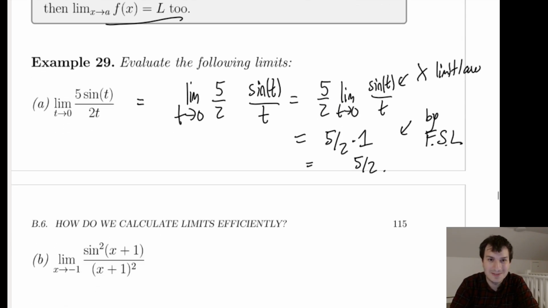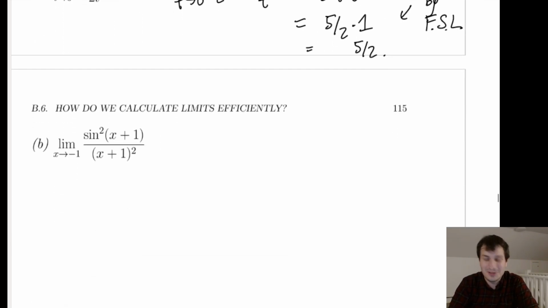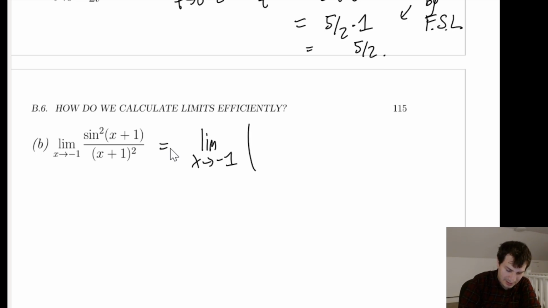Okay, here are some harder ones. They get harder. What about this one? The limit as x goes to minus 1 of sine squared of x plus 1 over x plus 1 squared. What you can write with this one is the limit as x goes to minus 1 of sine of x plus 1 over x plus 1, all squared.